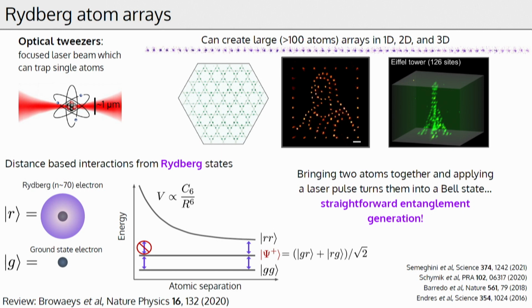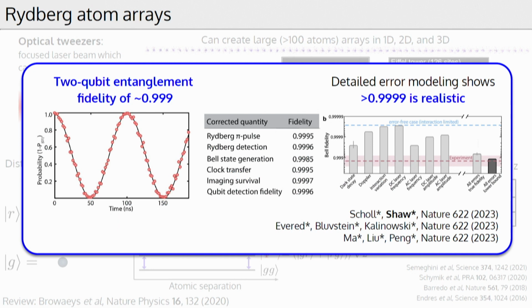This has been pursued for a number of years. So we're happy to say that just as of last month, we showed a record entanglement fidelity of this Bell state generation using the erasure conversion method that you heard about this morning, and we were able to reach 99.9% 2-qubit entanglement fidelity with these neutral atom systems. What's really exciting is that we have a very realistic error model for the system, which shows that 4 nines of fidelity is quite achievable.